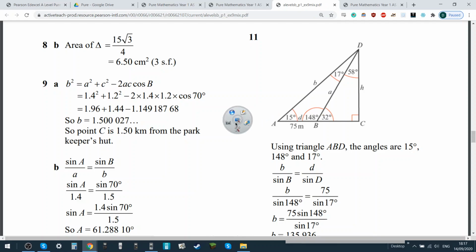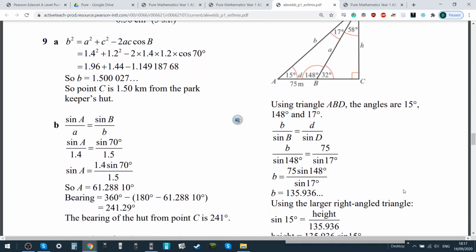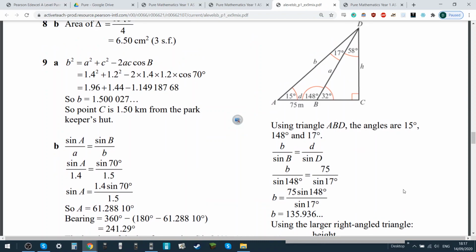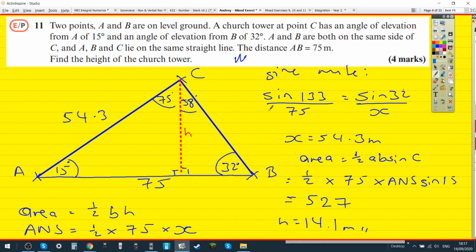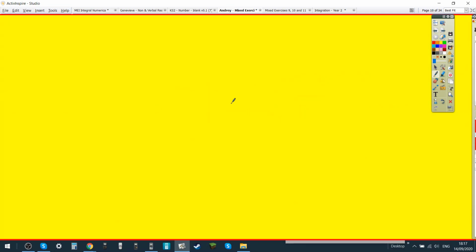So that's how angle of elevation works. So instead of using 32, we should have used 148. Why?